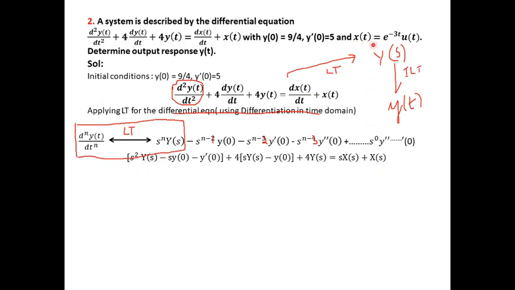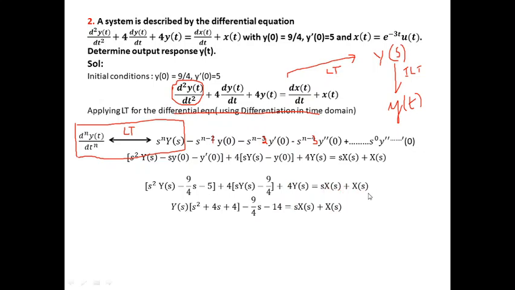Already we know what is x of t. So from x of t, we need to find what is x of s. So substituting the values: s squared y of s minus 9 by 4 s minus 5, plus 4 s into y of s minus 9 by 4, plus 4 into y of s is equal to s into x of s plus x of s. So you can take everything common. The y of s terms we are taking as common, with the remaining terms, and then x of s. You can observe this, and then you can substitute the value of x of s.